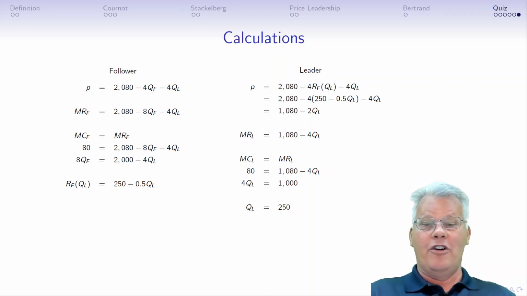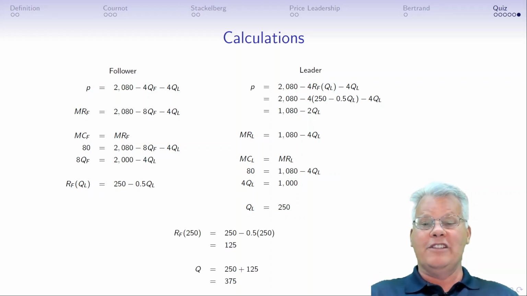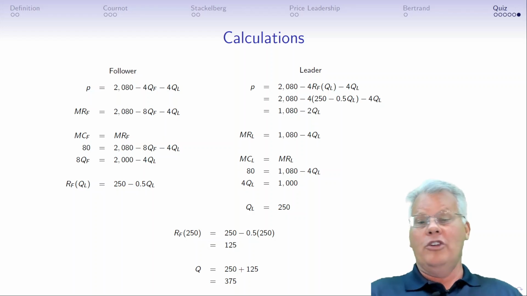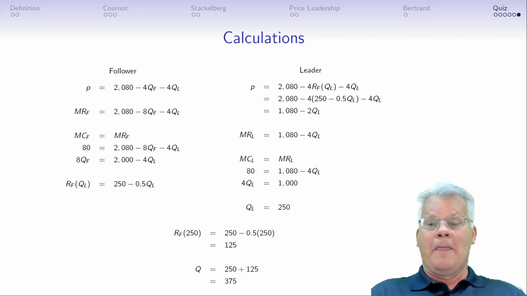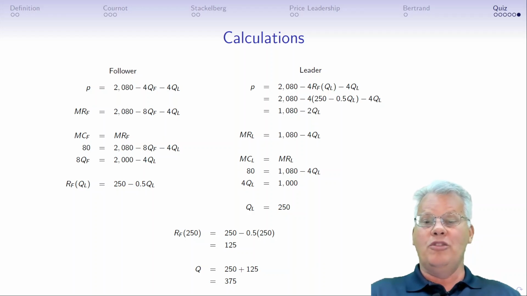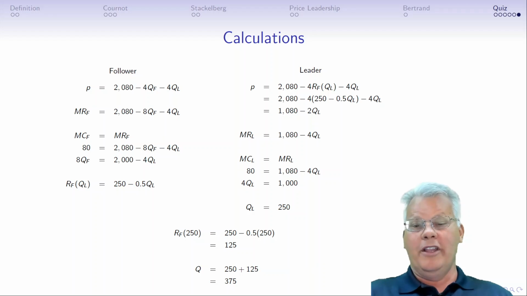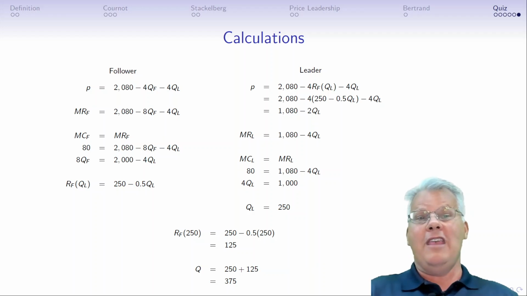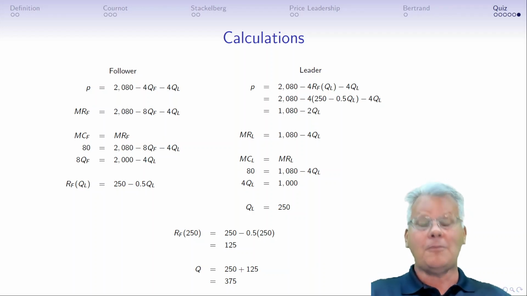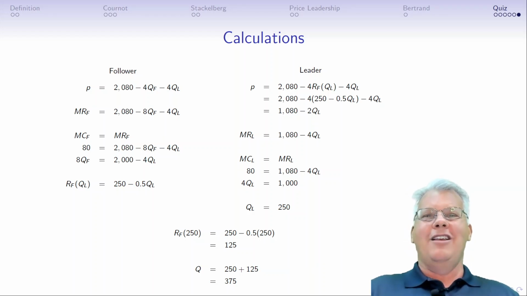The leader firm now is going to produce 250 units of output. So we can put that 250 units of output into the follower's reaction function, and we see the follower is going to produce 125. The sum of those is the total industry output, which is going to be 375, which would be the answer to this problem. So that does it for Chapter 28, Oligopoly.